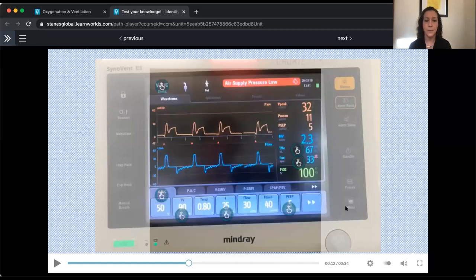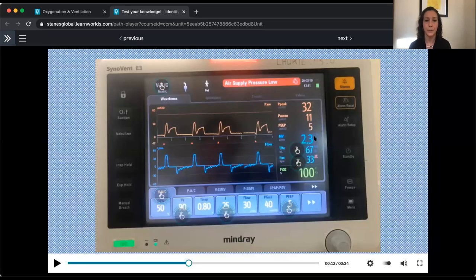So these are set parameters, these are measured parameters. Okay, what's next? The tidal volume measured. The tidal volume set. And remember, measured parameters are in this other panel. The tidal volume measured. Look here.